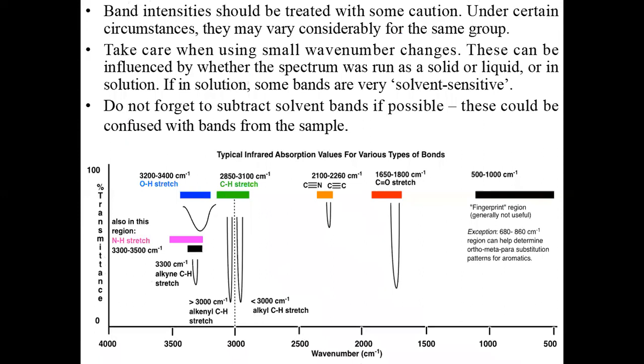Band intensities should be treated with some caution. Under certain circumstances, they may vary considerably for the same group. Take care when using small wave number changes. These can be influenced by whether the spectrum was run as a solid or liquid or in solution. If in solution, some bands are very solvent sensitive. Do not forget to subtract solvent bands if possible. These could be confused with bands from the sample.